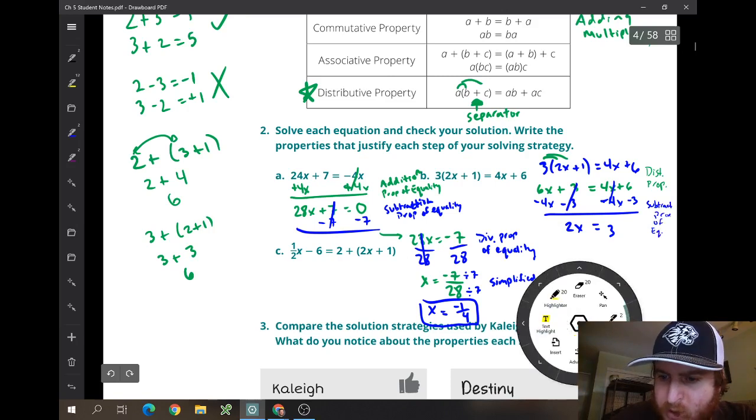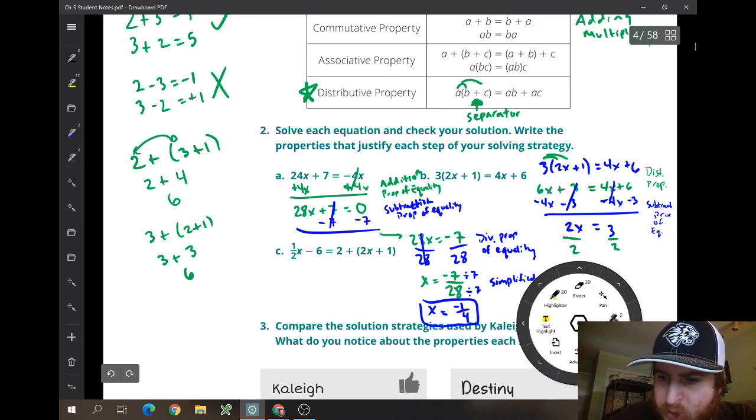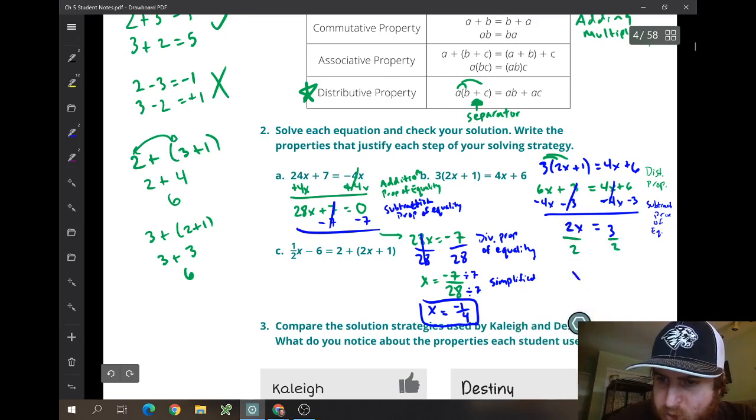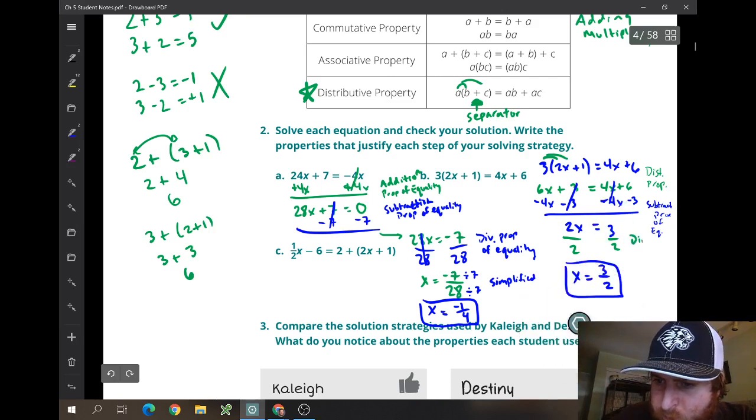Then finally we're going to divide both sides by 2 because I'm doing 2 times x. Again, we're going to leave our answers as a fraction. So x is equal to 3 halves. You don't need to make it 1.5, just leave it as 3 halves. What property did we do there? We did the division property of equality. Now, once you have a fraction, you can see if it simplifies. In this case, 3 and 2 are both prime numbers, so they don't simplify.